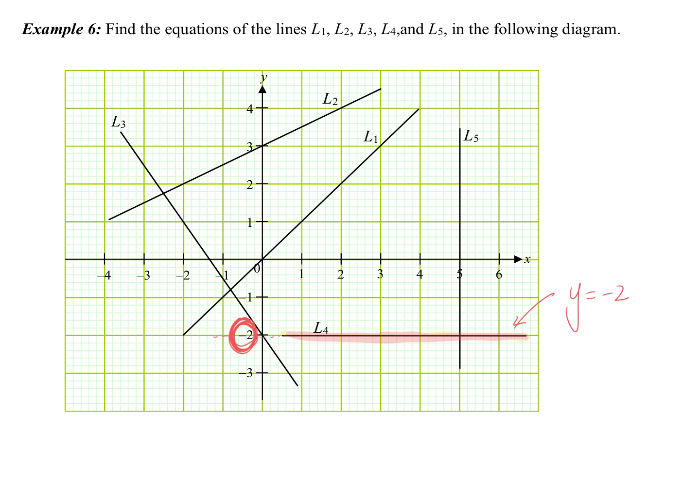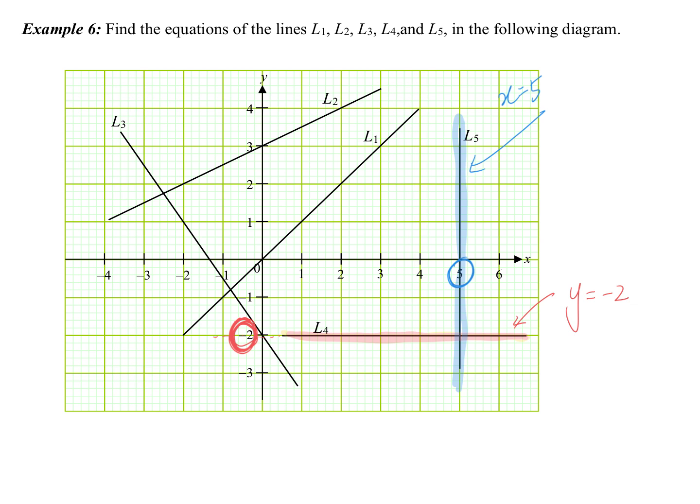What about the vertical line? Vertical line, undefined gradient, right? So remember the equation is x equals to whatever it cuts at the x-axis. So this equation is called x equals to 5.